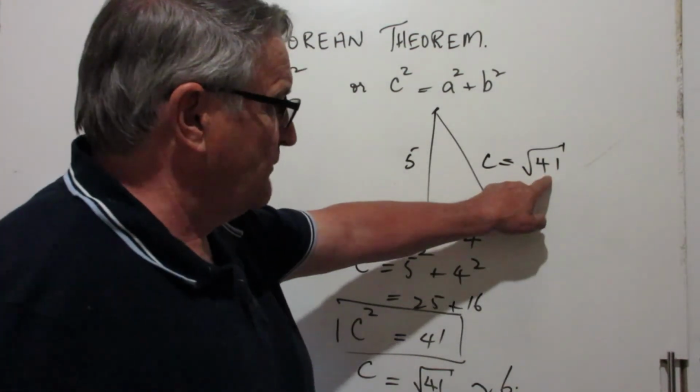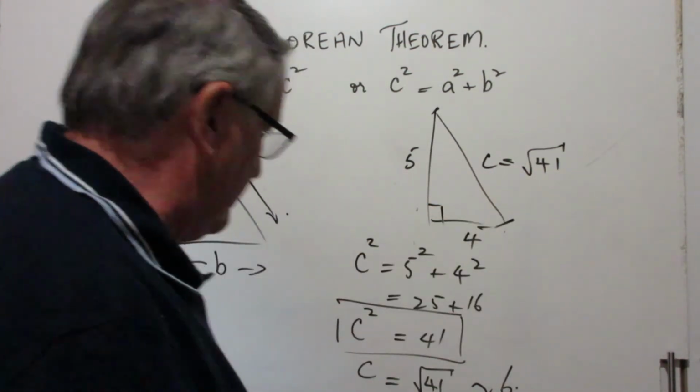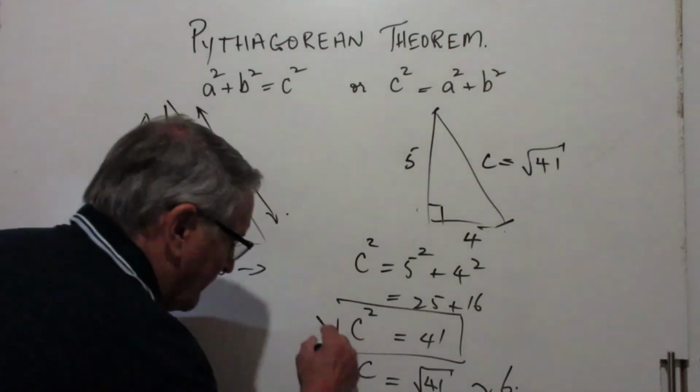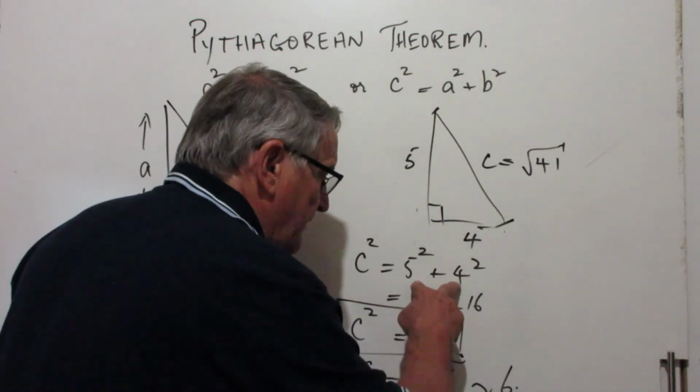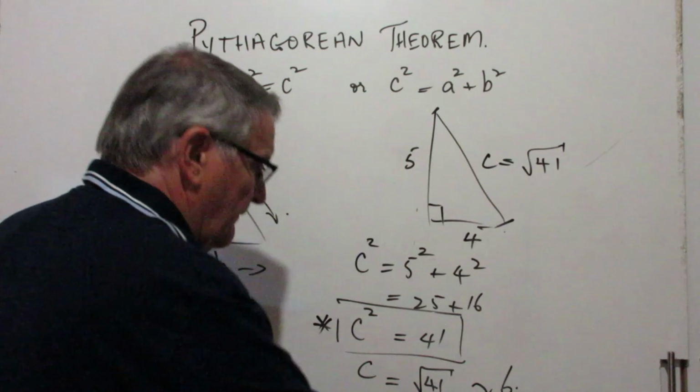So don't convert it to a decimal until you know what you want to use it for. But this is the critical step. Square and add and take the square root. Okay?